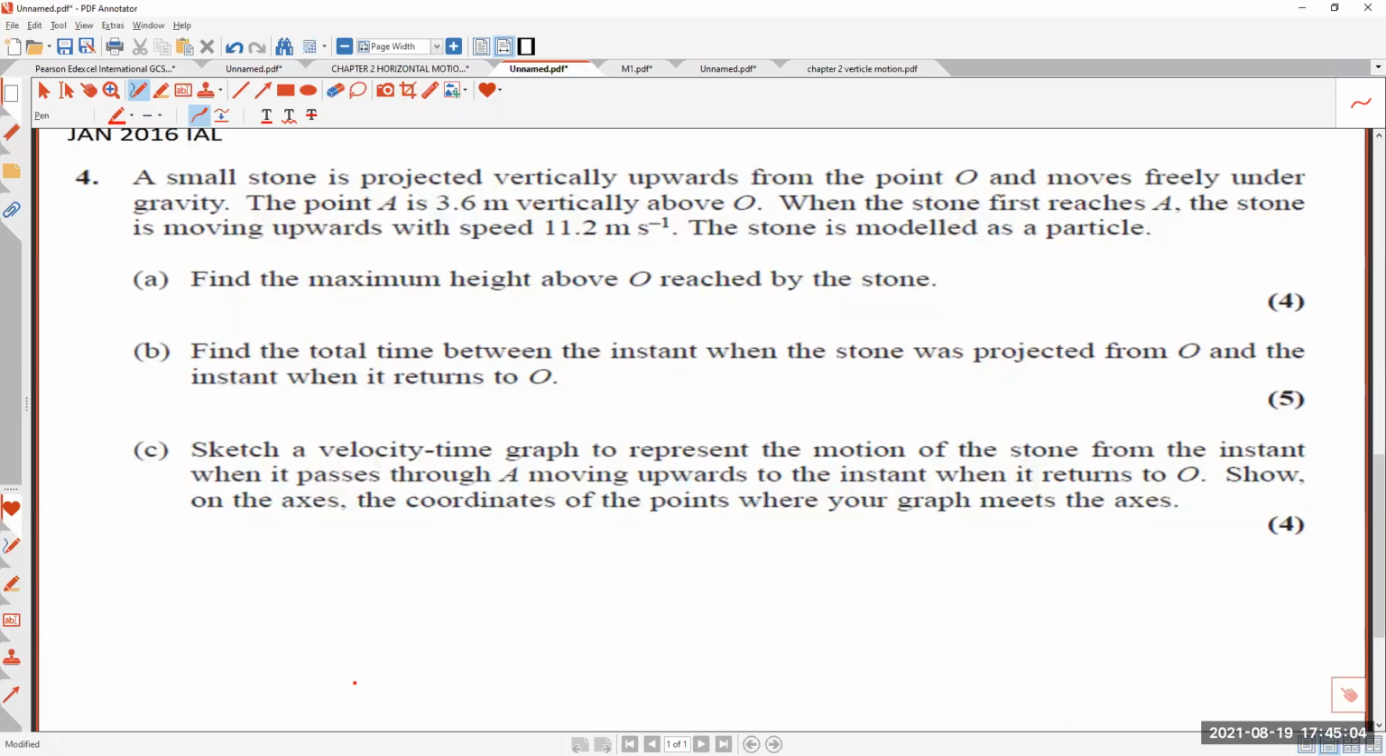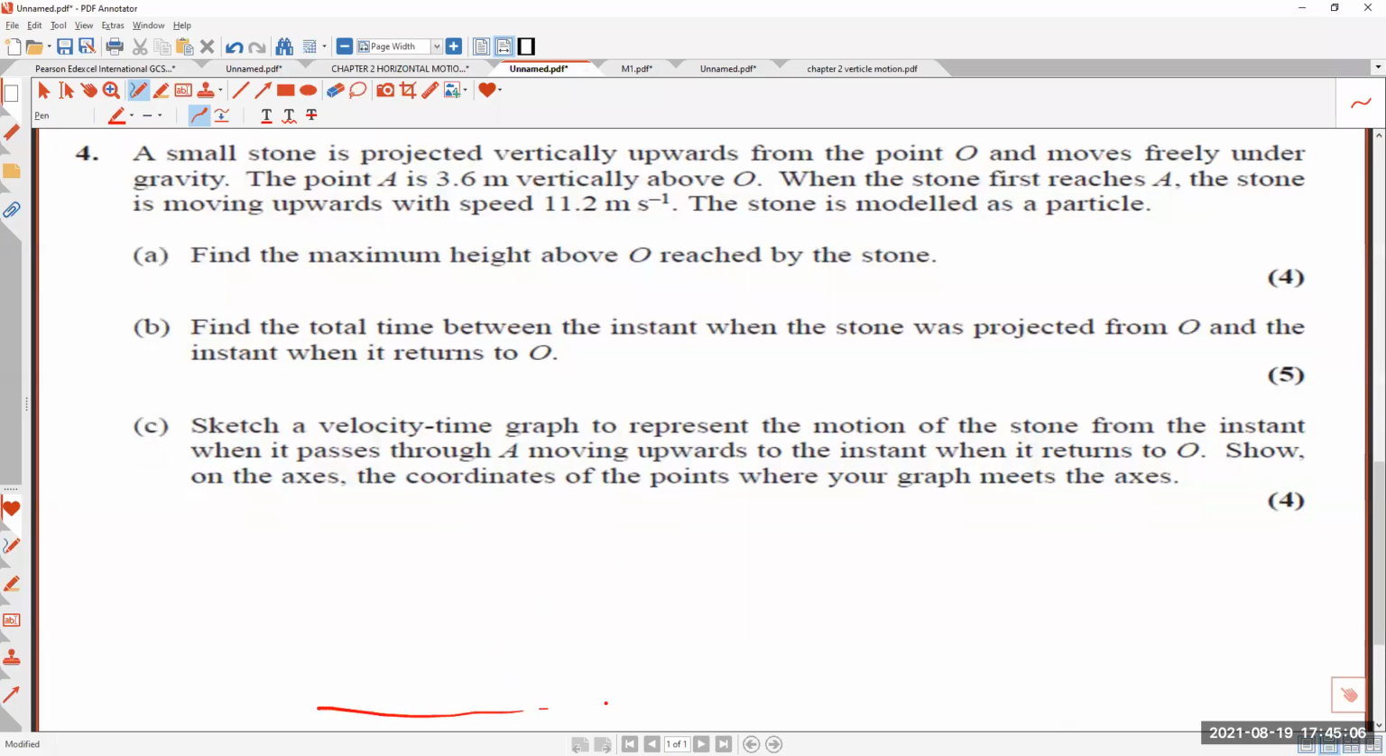What is happening here? You have this point O, and the stone is projected from here. When the stone first reaches point A, the stone is moving with a speed of 11.2 meter per second. This is point A. So here it is moving at 11.2 meter per second.